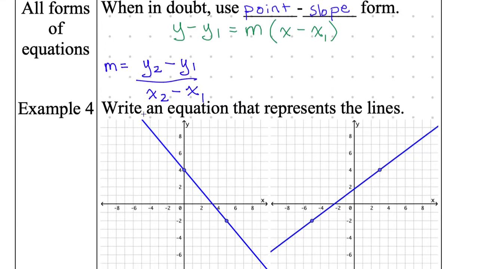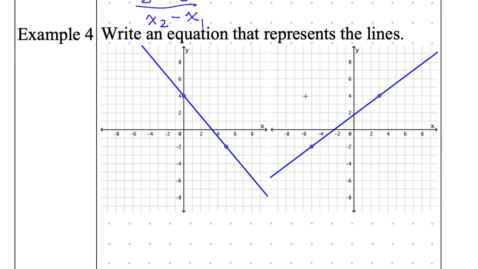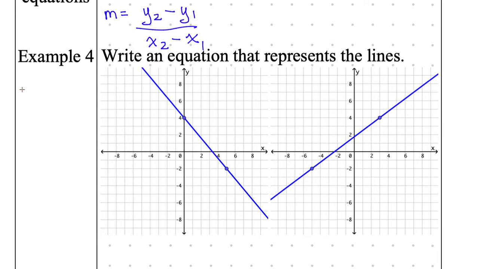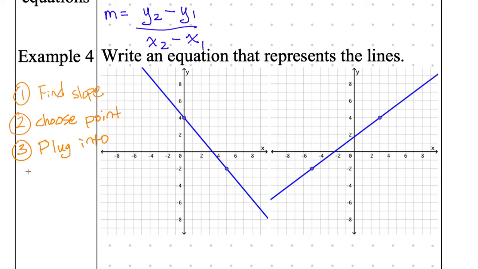Okay, so let's try example number 4. We need to write an equation that passes through those points. So the first step is always find the slope. And again, I can write that down again. First step, find slope. And then second step, choose a point, I guess. I go for the one that's to the far left because that is right. Plug into y minus y1 is equal to m times x minus x1.